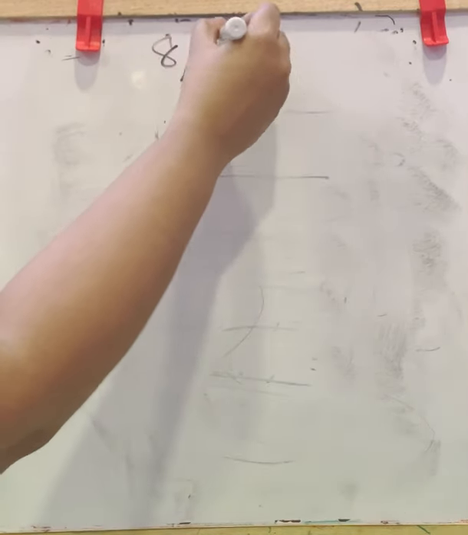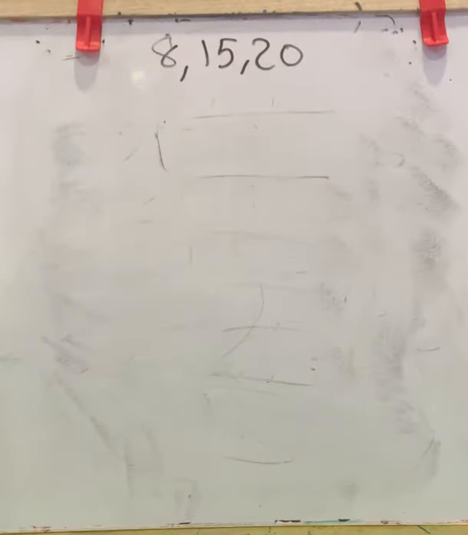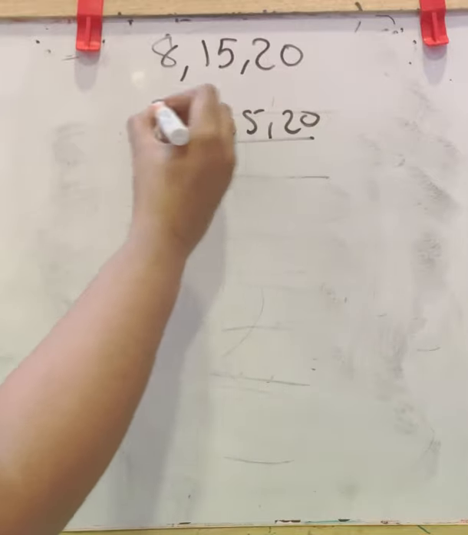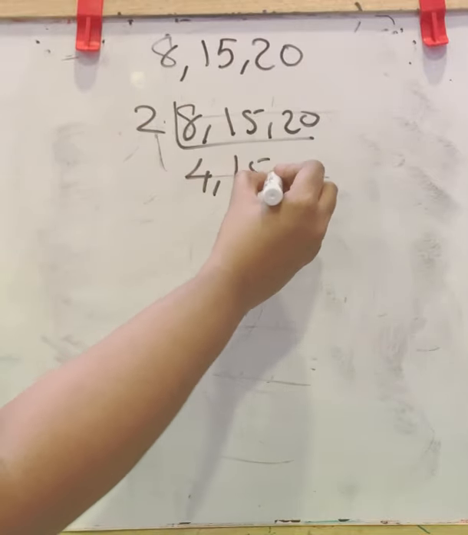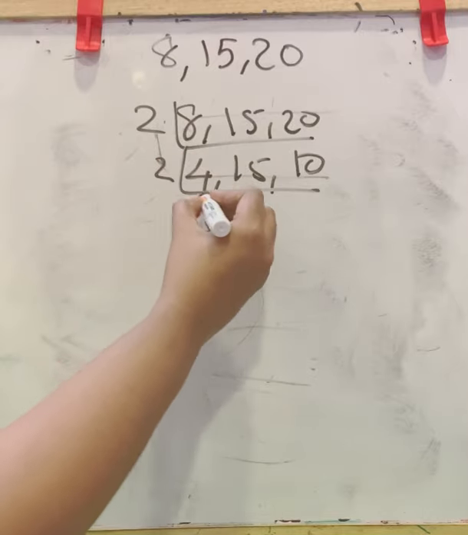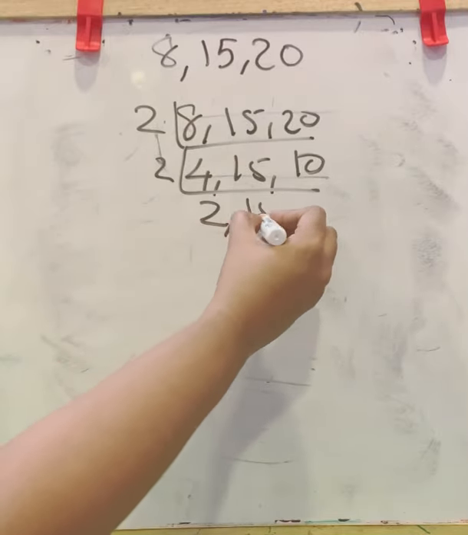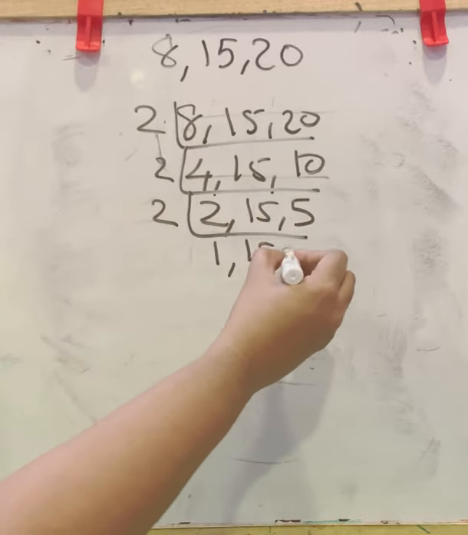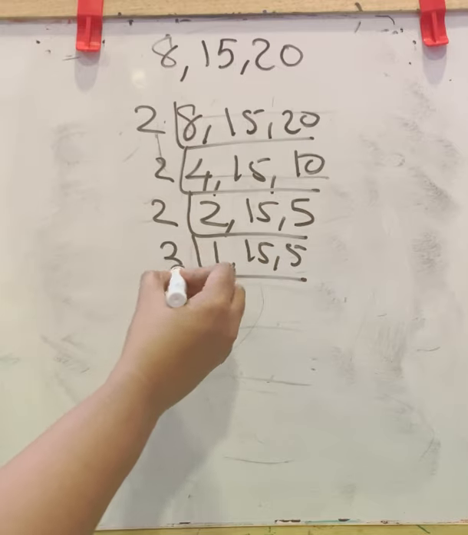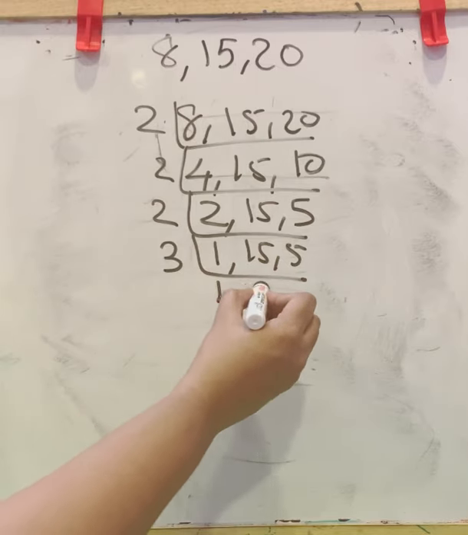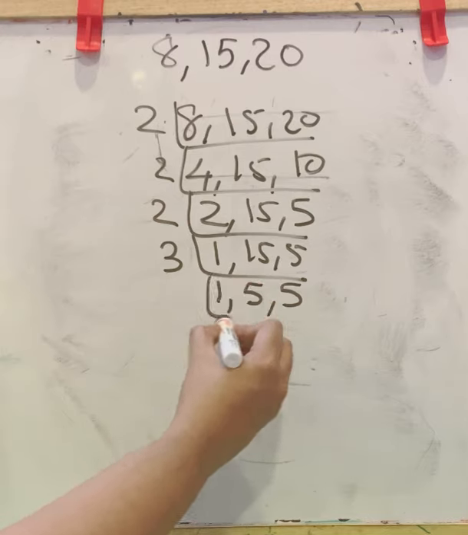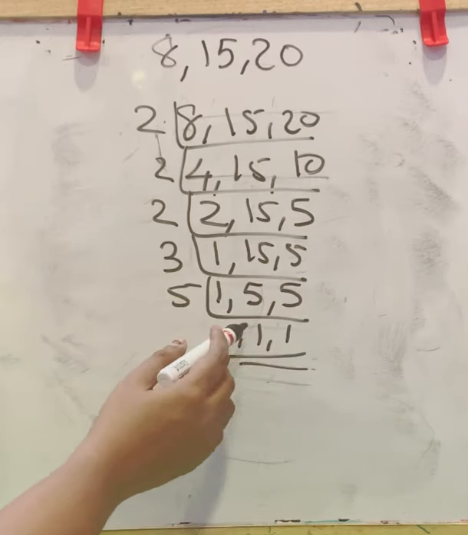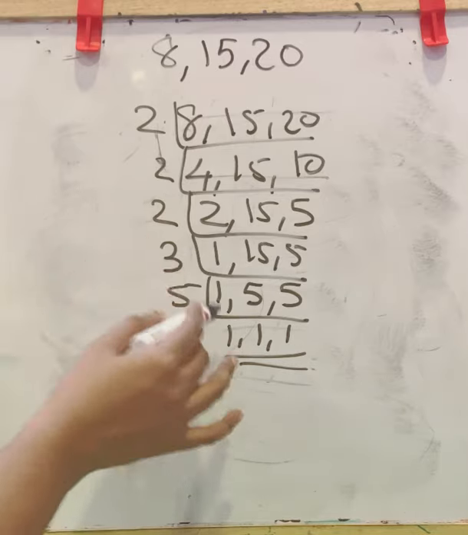8, 15 and 20. So first you have to find the LCM. 8, 15 and 20, first with 2. 4 2s are 8, carry down 15, 10 2s are 20. Again with 2, 2 2s are 4, 15 carry down, 5 2s are 10. Now again 2, 1 2s are 2, carry down 15 and 5. Next number is 3, carry down 1, in 15, 3 5s are 15, carry down 5. Now here with 5, 1, 1, 1. Till you get 1 here, you want to continue the steps.